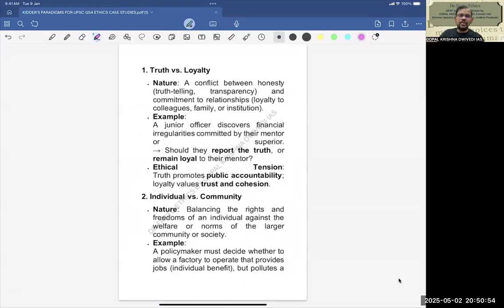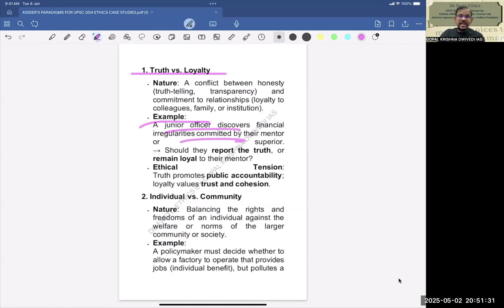First, he has given truth versus loyalty. He says sometimes the conflict is between truth and loyalty. Let us learn it by example. A junior officer, a civil servant, discovers some financial irregularity committed by his superior or senior. Now, should he report the truth or should he remain loyal to his mentor? So this is basically the dilemma. On the one hand, truthfulness is there. On the other hand, loyalty is there. This is an example we can understand.